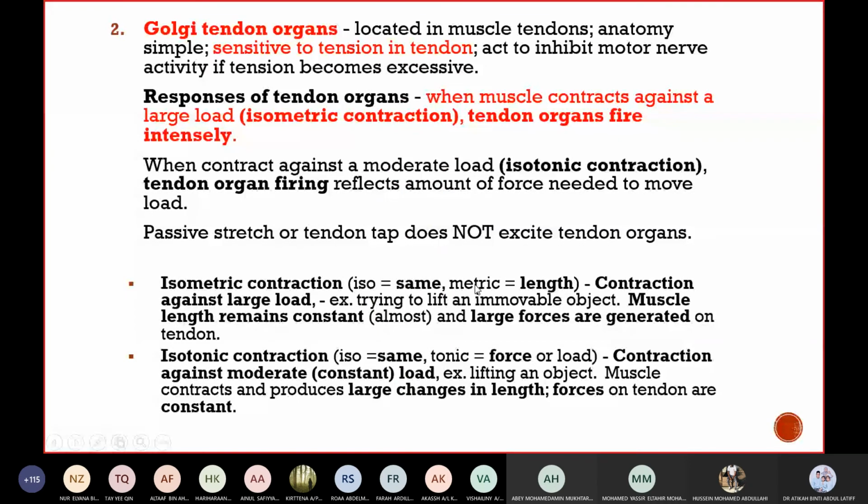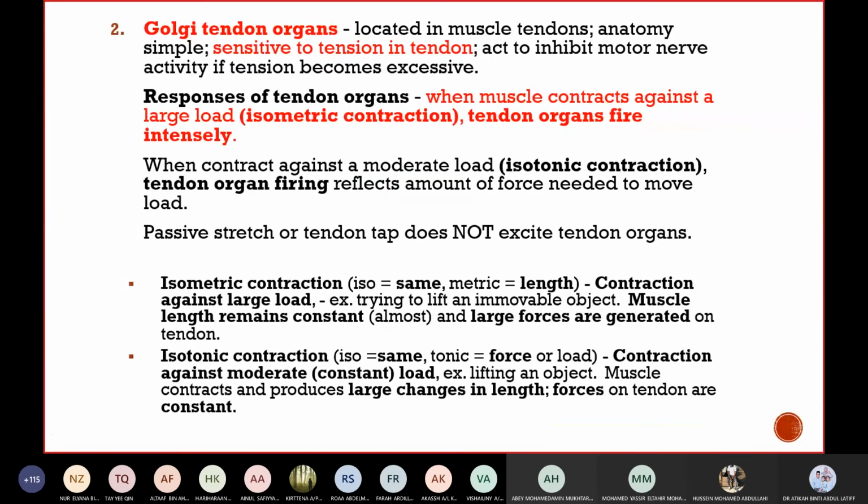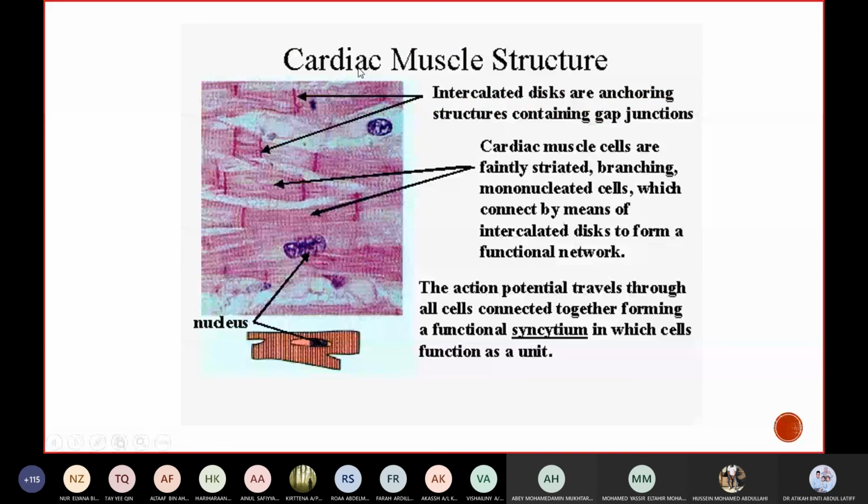so I've mentioned isometric contraction and isotonic contraction, right? Okay, so cardiac muscle structures. Okay, so that's skeletal muscle. All this is in skeletal muscle fibers. Okay, so we'll talk a bit about the cardiac muscle now.